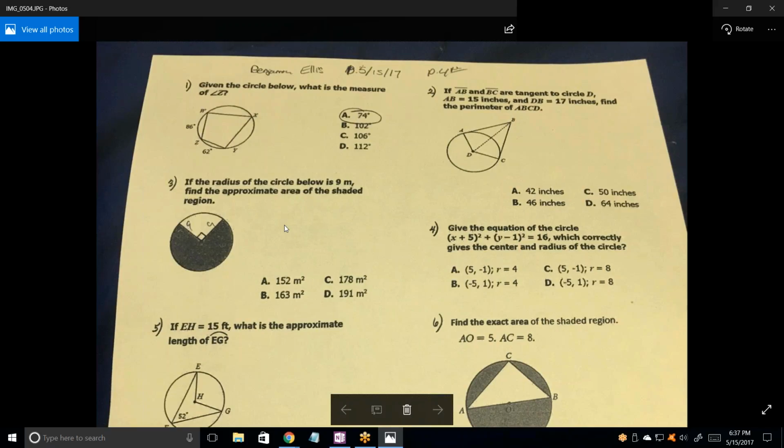What's the area of the circle? The full circle. Pi r squared. So what is it? Pi r squared. So what's R? What's that? So given an R of 9, what is the area of the full circle?